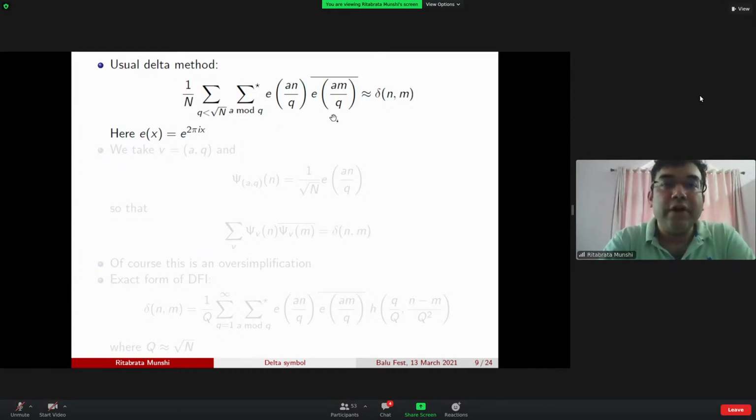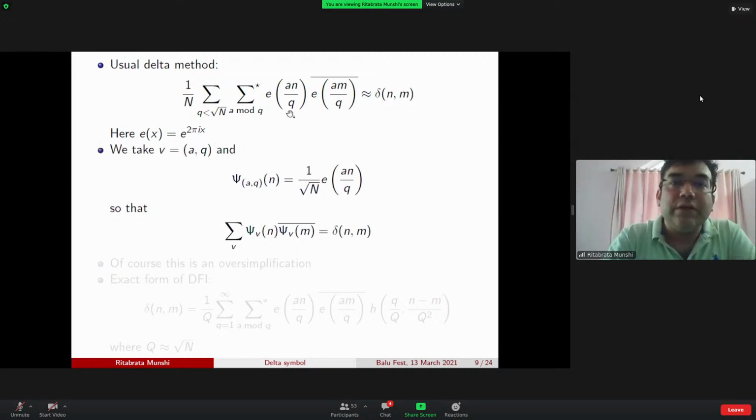So this is a very rough version of what we mean by a circle method, or in terms of trigonometric functions, from here we can write down the vector psi v n. So v is going to be the pair a and q, where a is modulo q co-prime with q, and q is any integer going up to square root of n. And psi of a q n is going to be 1 by square root of n e of a n by q. Okay, so that gives you an expansion of delta nm.